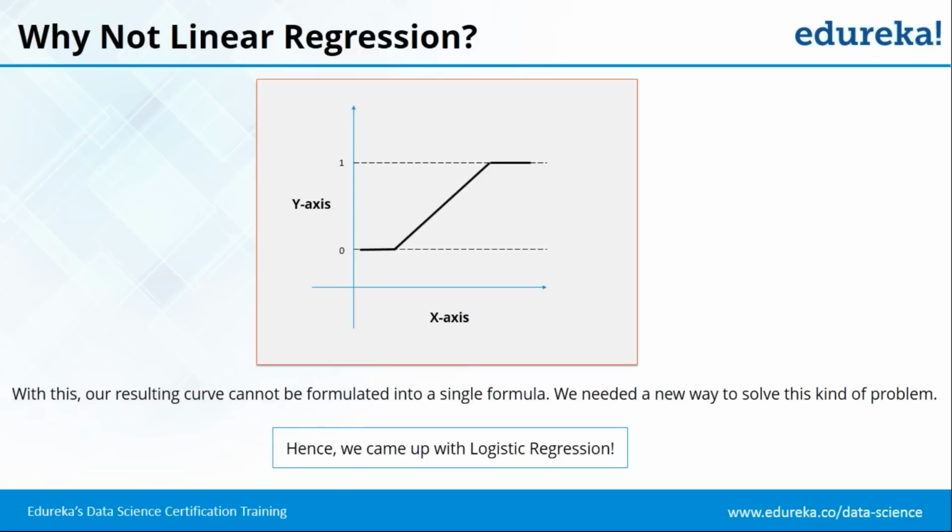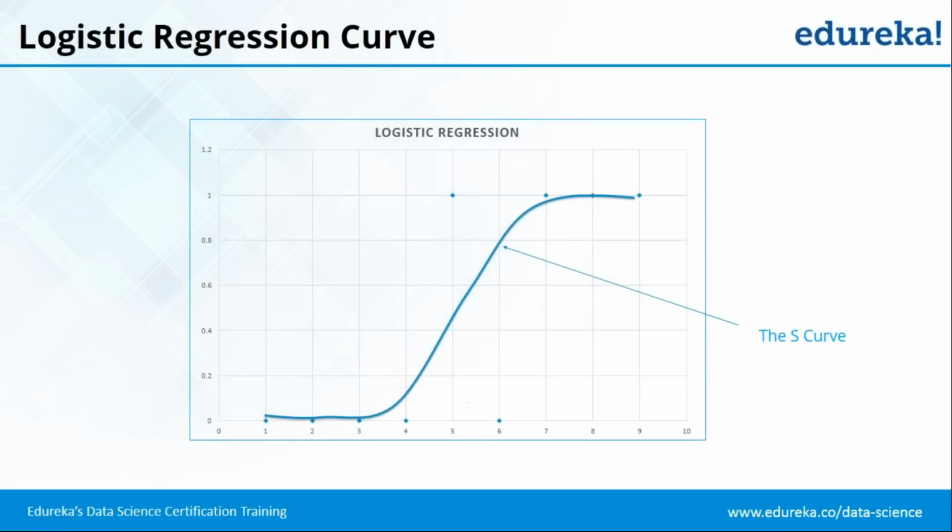So this had to be solved, because this kind of curve cannot be formulated. This is actually not a curve. These are basically three straight lines, right? So this had to be formulated into an equation. Once it's formulated into an equation, it comes out to be like this. So this is a sigmoid curve, right? It's a sigmoid function curve, and it is very famous. It's called the S curve.